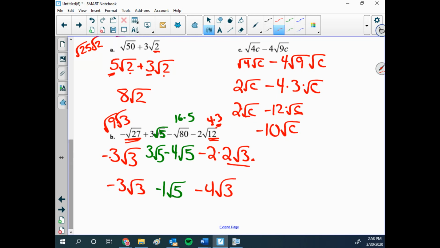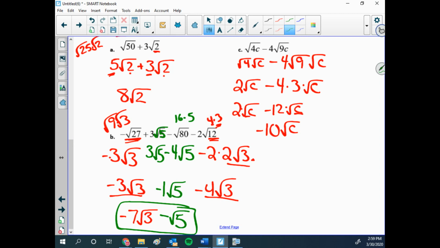And now these are like terms, so I would simplify them. Negative root 3 minus 4 root 3, so combine those coefficients. Negative 7 root 3, and this would just come down, the negative square root of 5. That would be my final answer. Again, I could always verify that on my calculator if I chose to.